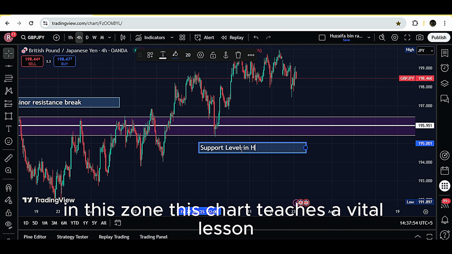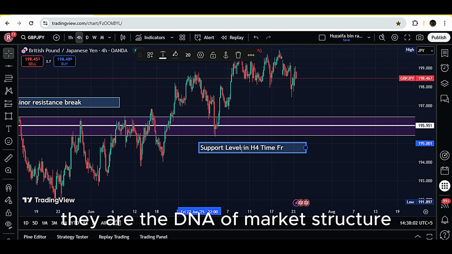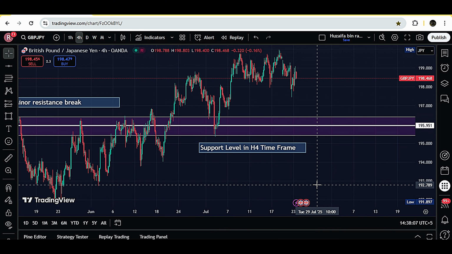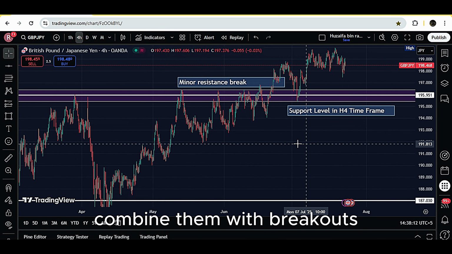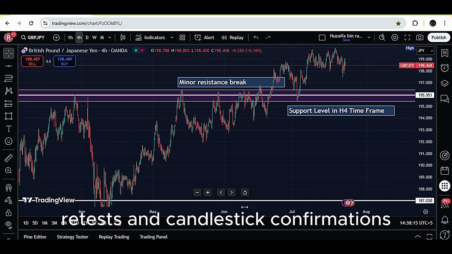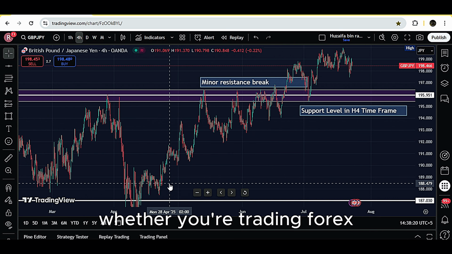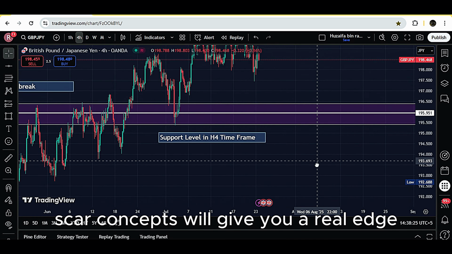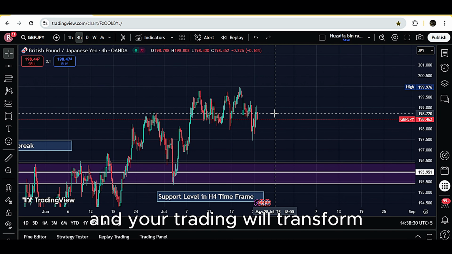This chart teaches a vital lesson. Swing highs and swing lows are not just random peaks and dips. They are the DNA of market structure. Use them to draw clean support and resistance levels. Watch how these levels react when price returns to them. Combine them with breakouts, retests, and candlestick confirmations to build a complete strategy. Whether you're trading Forex, crypto, or stocks, mastering swing-level support and resistance concepts will give you a real edge. Learn to see what most traders ignore, and your trading will transform.